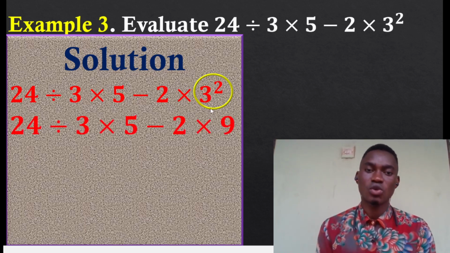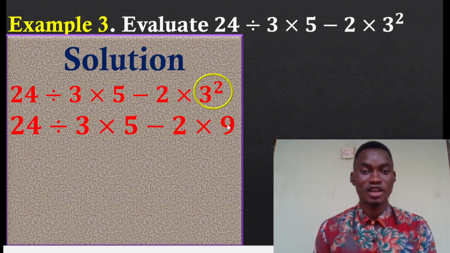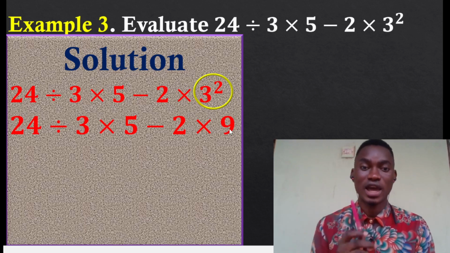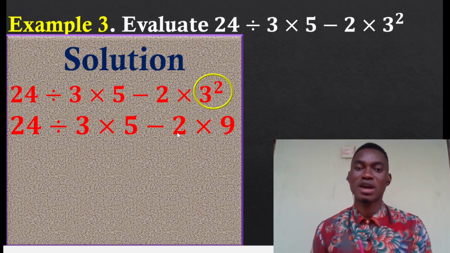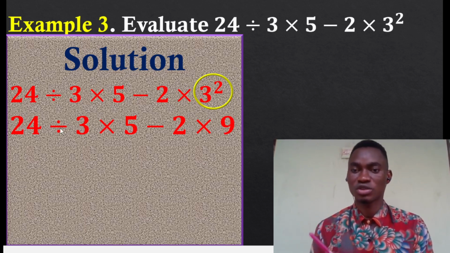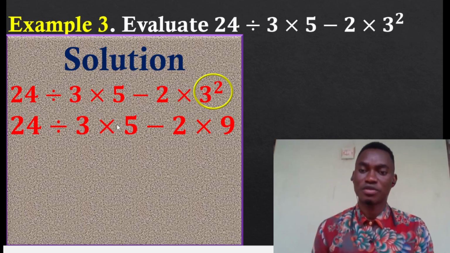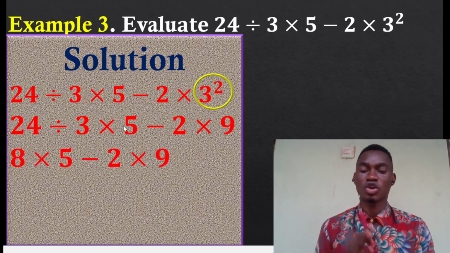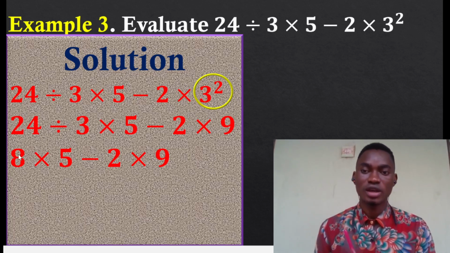Alright, so 3 squared gives us 9. Is that clear? 3 squared gives us what? 9. Then we have 24 divided by 3 times 5 minus 2 times 9 left. So we have division coming before multiplication. So we are going to perform the division operation. So 24 divided by 3 gives us 8. Is that clear? Then 8 times 5 minus 2 times 9.